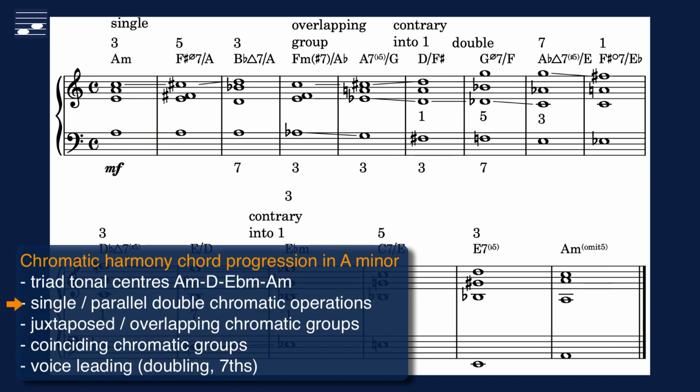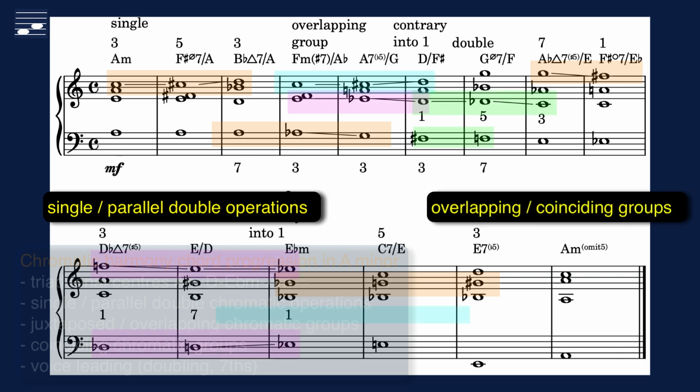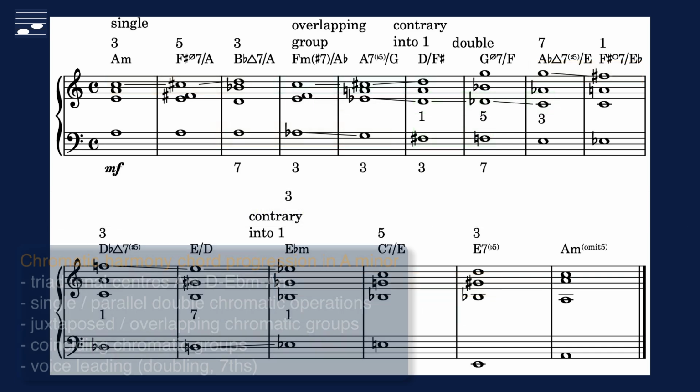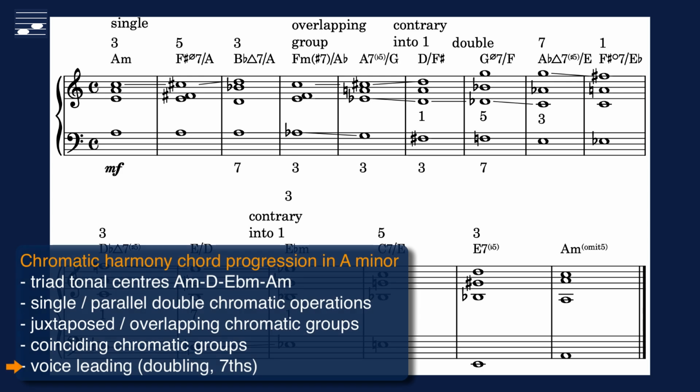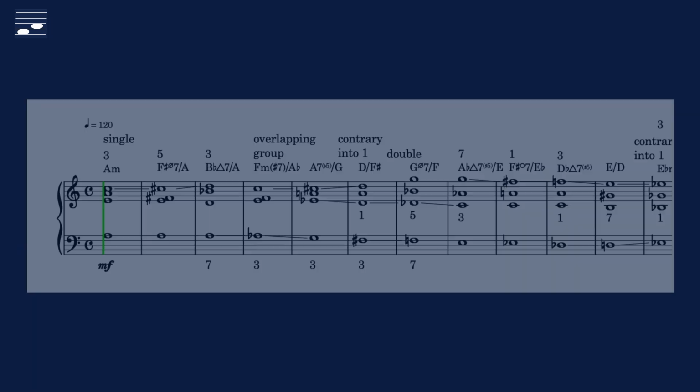We find single and double chromatic operations, and there are overlapping and coinciding chromatic groups. The voice leading is a lot better this time, with contrary motion into doublings, handling of the dissonant chordal function 7 and resolution of lowered fifths.